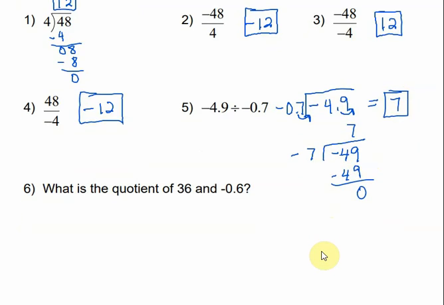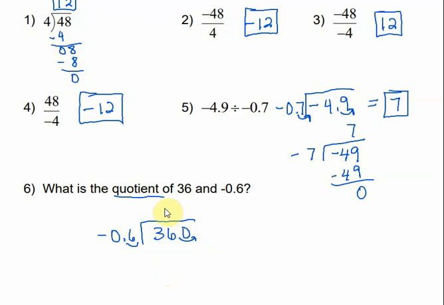Okay, so what is the quotient of 36 and negative 6/10? What does quotient mean? Quotient means to divide. So if we divide 36 by negative 6/10, again, we have to move this decimal. Here, the decimal is understood to be after the 6. If I move the decimal to the right, there's nothing there. What do I need to do? I need to add a 0. So now this is 360 divided by negative 6.